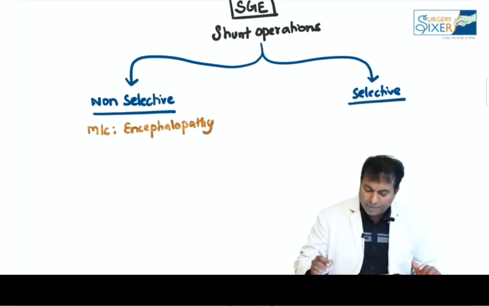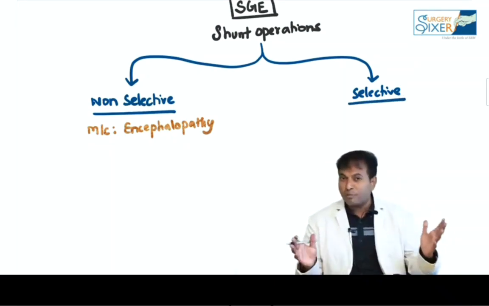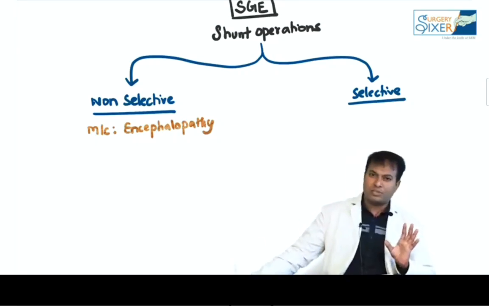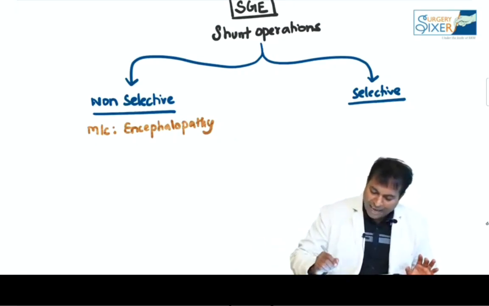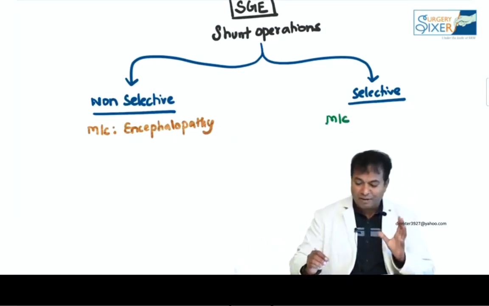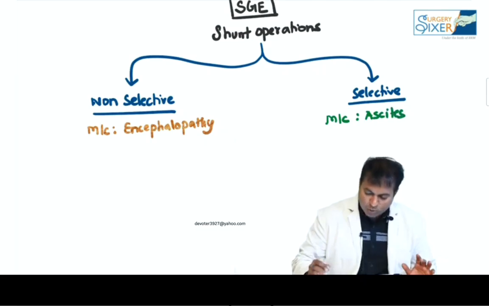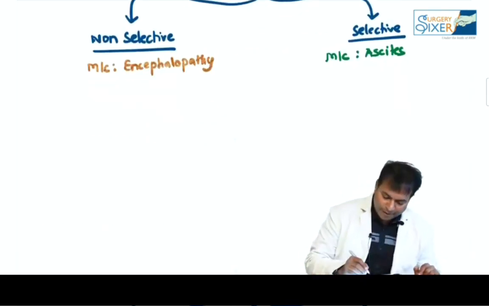In selective shunt, we divert half of the blood, not the full blood. Especially the blood coming from the splenic vein is diverted to the systemic circulation. Therefore, there is no encephalopathy, but they have a problem because of increased superior mesenteric vein pressure. That complication is known as ascites. You will understand why these complications are happening when I draw the diagram, so please understand the diagrams I am making.